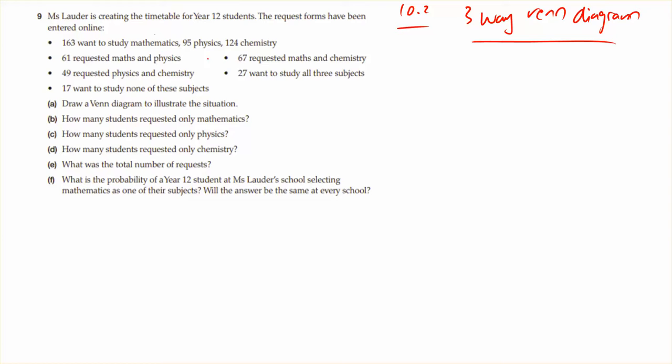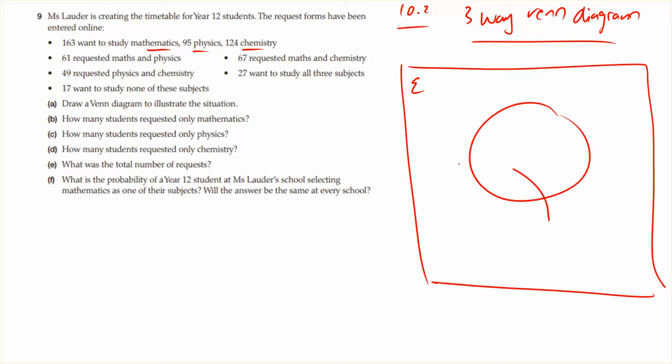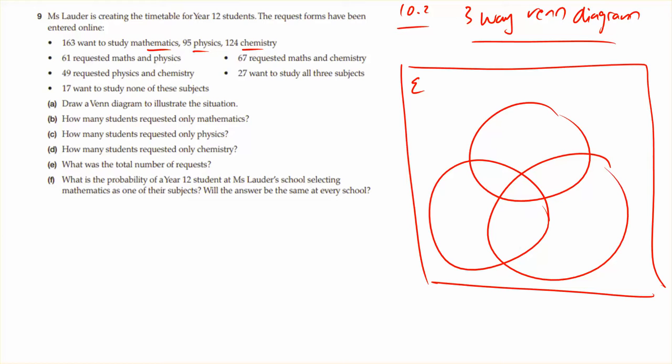Okay, we've got students studying maths, physics and chemistry. So I'm going to draw a very big Venn diagram. I'm going to put the E there, and we've got maths, physics and chem.